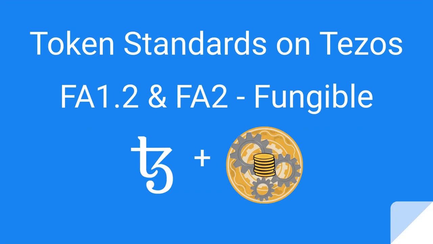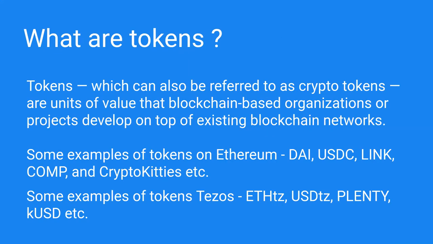Apart from fungible tokens, there are also non-fungible tokens that exist on Tezos, like any other platform, like Ethereum, let's say. So what are tokens, right? Before we jump into different standards, we must understand what a token is, and why we might need it in a blockchain ecosystem. Tokens, which are also referred to as crypto tokens, are units of value that blockchain-based organizations or projects develop on top of an existing blockchain network.